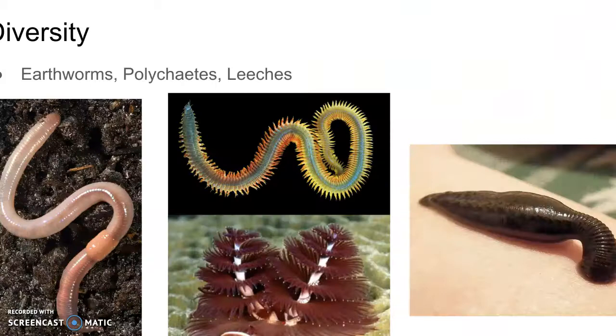So annelids involve earthworms, polychaetes, and leeches. We're going to discuss all of them a little bit. Polychaetes are marine organisms, and we have one here that you can see. This is called the Christmas tree worm, and that lives in the ocean. And as you can tell, its name is because it looks like a Christmas tree. And this is a leech, and this is an earthworm, and I'm going to be showing you an earthworm that I have here from my garden.